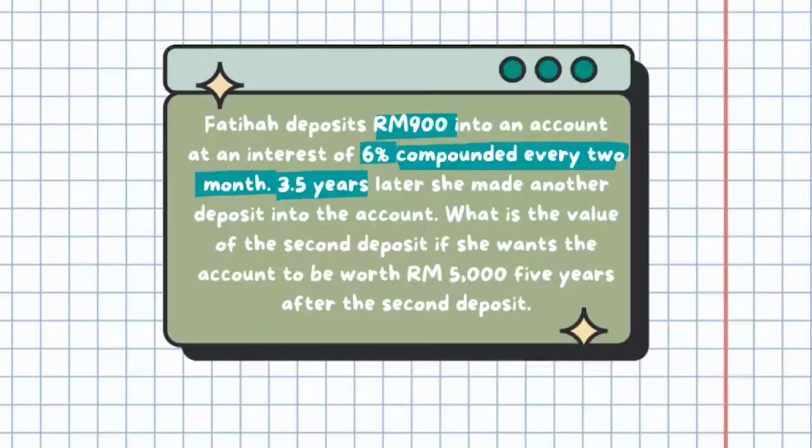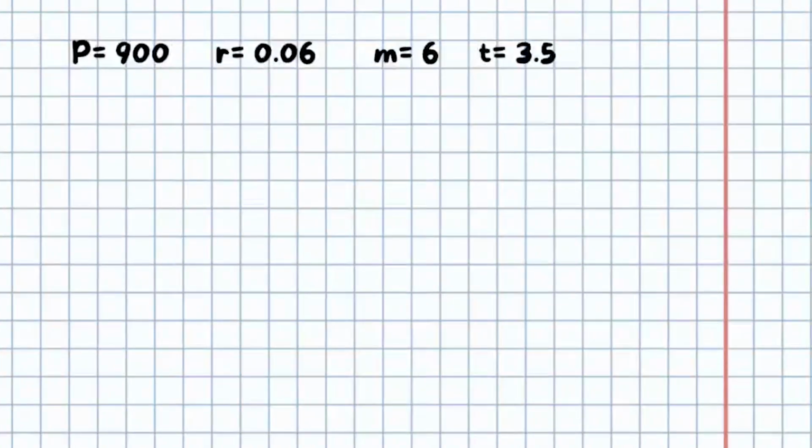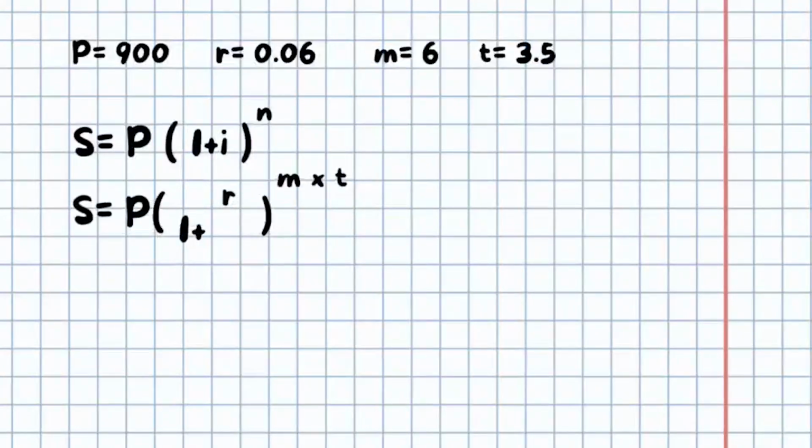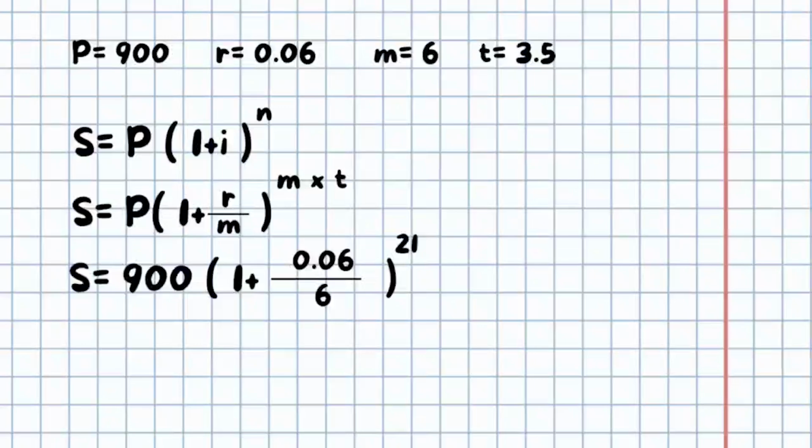What is the value of the second deposit if she wants the account to be worth 5,000 ringgit 5 years after the second deposit? Alright, so first of all, we have to find the S for the first deposit, which is the 3.5 years. In order to do that, we have to use the compound interest formula, which is S equal to P bracket 1 plus i bracket power of n. So we already have the amount of P, R, M and T. All we need to do is substitute the amount into the formula, and the final answer you will get is S equal to RM 1,109 ringgit and 15 cents.